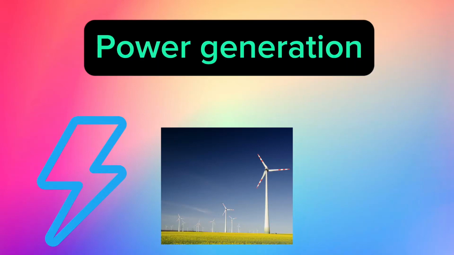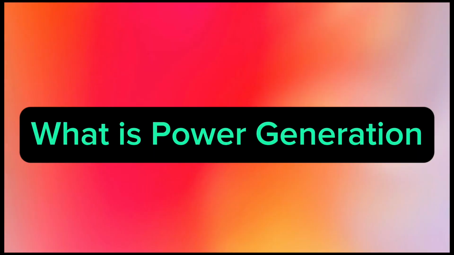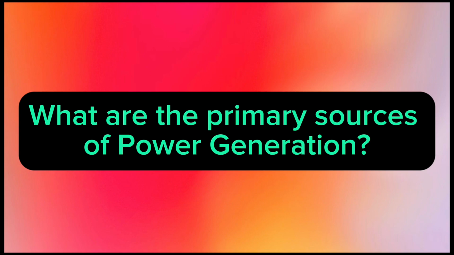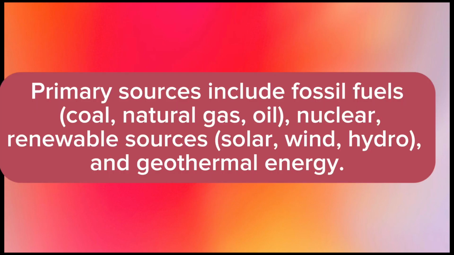Power generation. What is power generation? Power generation refers to the process of producing electricity from various sources of energy. What are the primary sources of power generation? Primary sources include fossil fuels: coal, natural gas, oil; nuclear; and renewable sources: solar, wind, hydro, and geothermal energy.